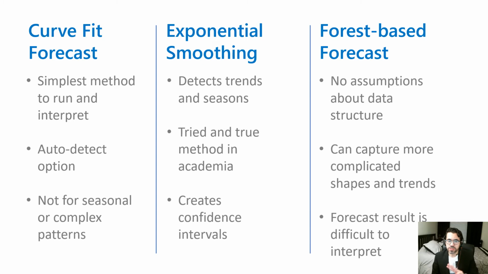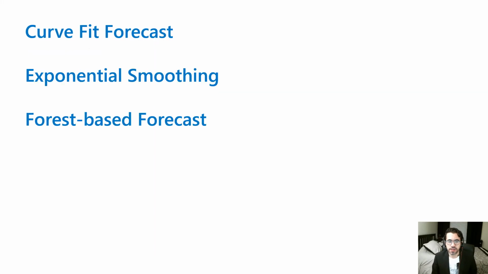So here's a quick summary, because that was a lot of information. We have 3 tools to perform time series forecasting. One is Curve Fit Forecast, which is the simplest to run and interpret. Exponential smoothing is really well suited to capture seasonal or cyclical patterns. And Forest-Based Forecast has no assumptions about data structure. It's a machine learning method that can capture more complicated shapes and trends, but it can also be a bit more difficult to interpret as a result.